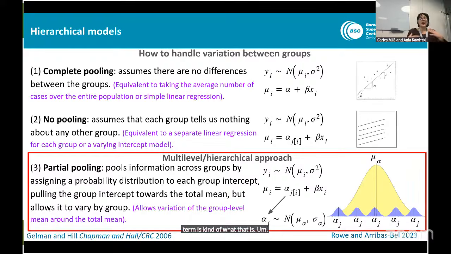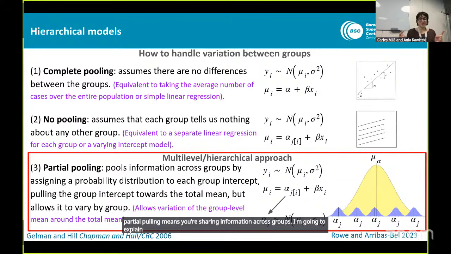So in a hierarchical approach, what we are doing is we are allowing for this variation by group in a way that allows information to be shared across groups. And to explain this, which is called partial pooling, meaning you're sharing information across groups, I'm going to explain what isn't partial pooling.